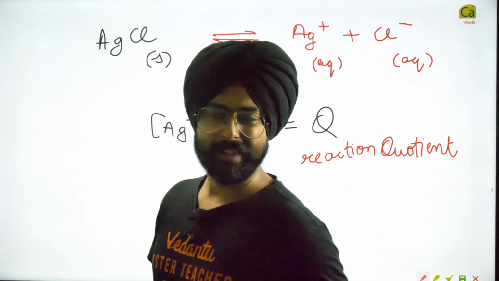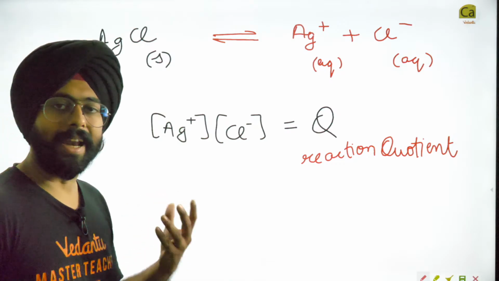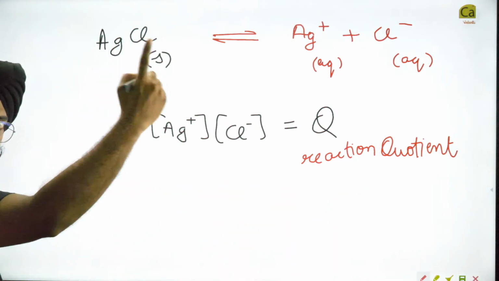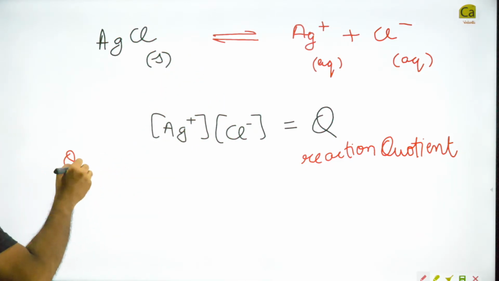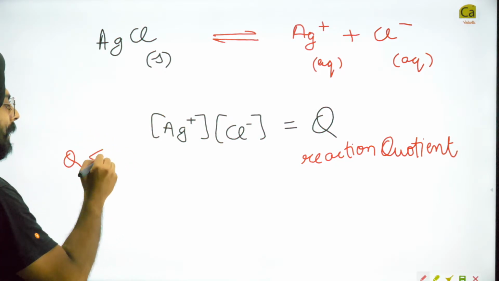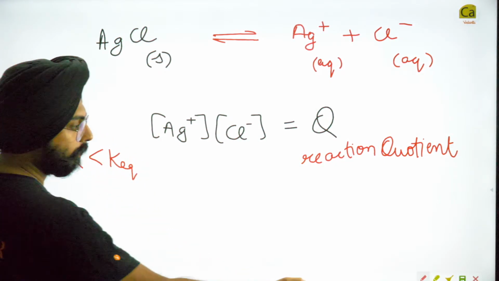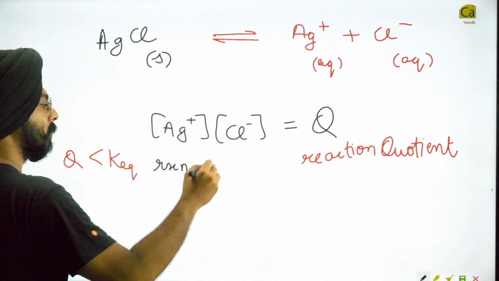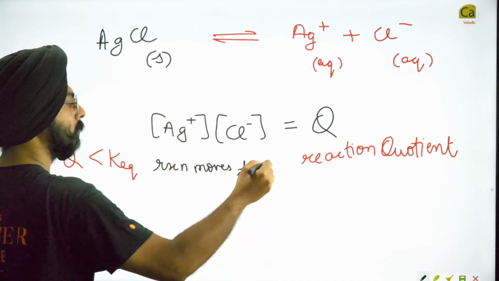Yes. This is just the reaction quotient. And my dear friends, let me remind you of something that we have studied in chemical equilibrium. When the reaction quotient is less than K equilibrium, what happens? The reaction moves forward.